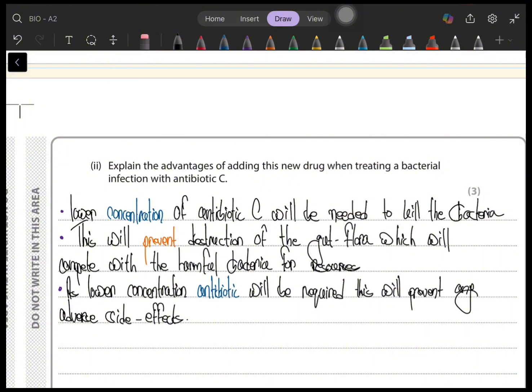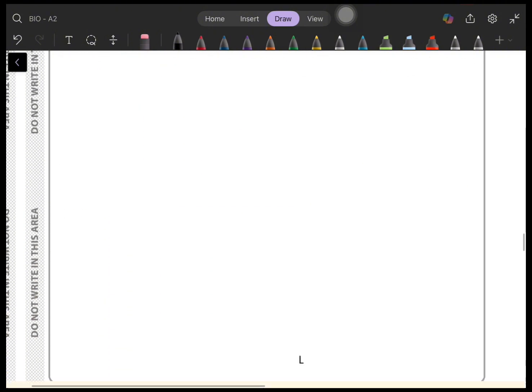Because whenever we are using the drug, we need a lower concentration of the antibiotic to make the bacteria susceptible to that antibiotic, right? So using a lower concentration would prevent any adverse side effects like vomiting, nausea, dizziness, loss of appetite, and so on. Let's move on to question number 7.